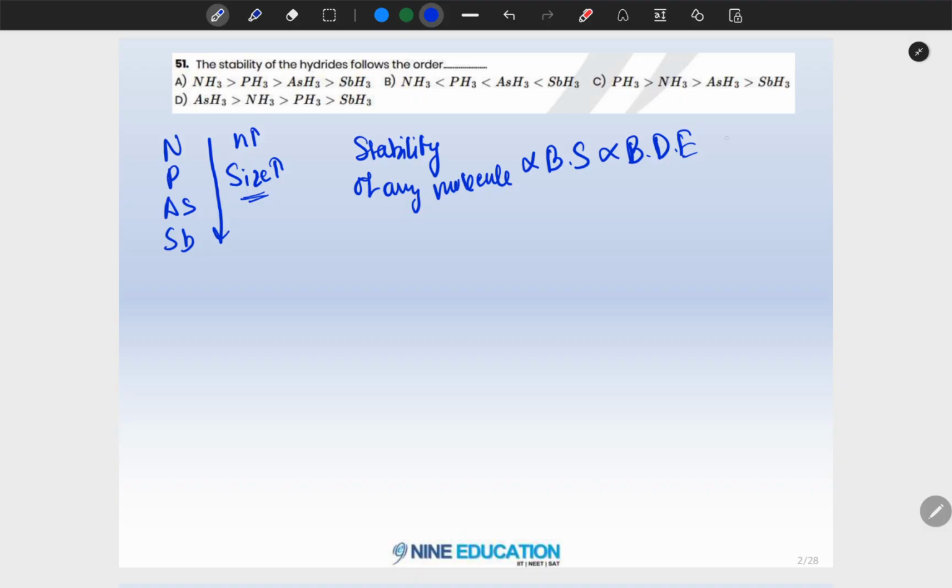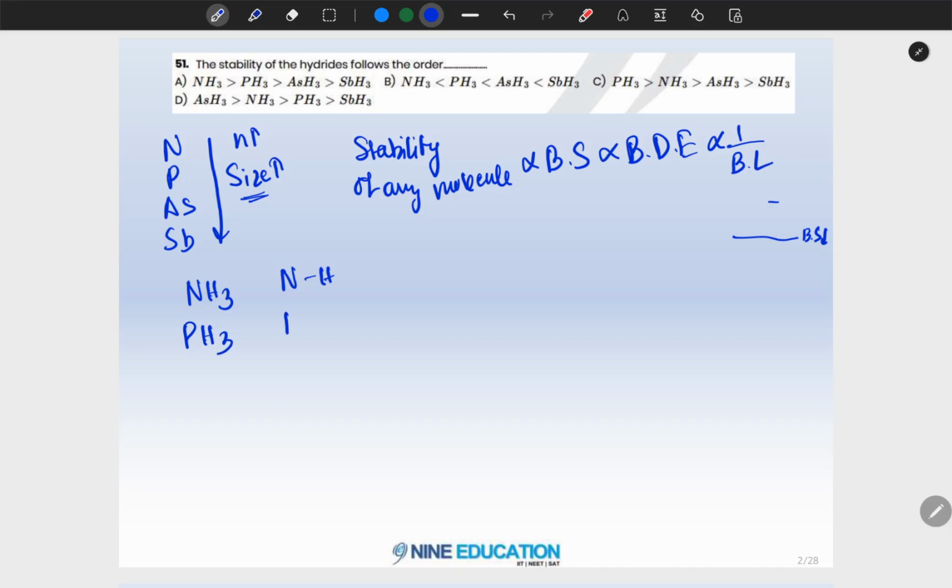And we know bond dissociation energy is inversely proportional to bond length. So shorter the bond, it signifies more energy is required to break the bond, meaning the bond is very strong. And longer the bond, it signifies we have to supply a very small amount of energy to break the bond, so the bond strength is less and the stability of the molecule will also be less. Now in ammonia, NH3, there is an N-H bond.